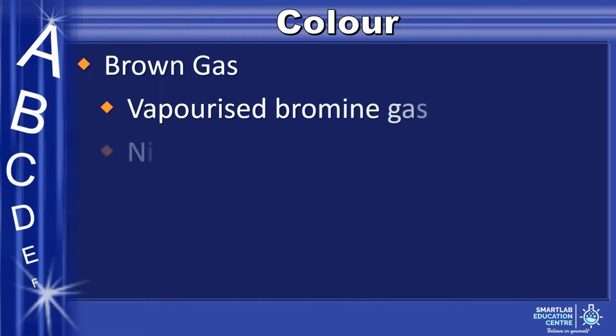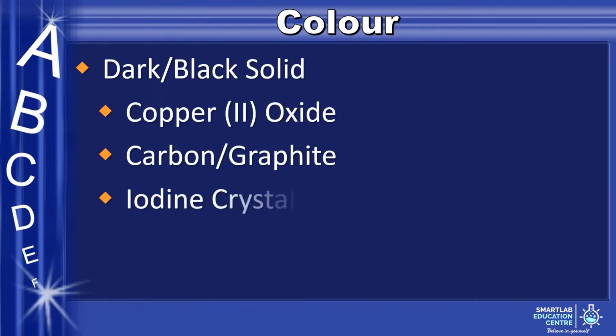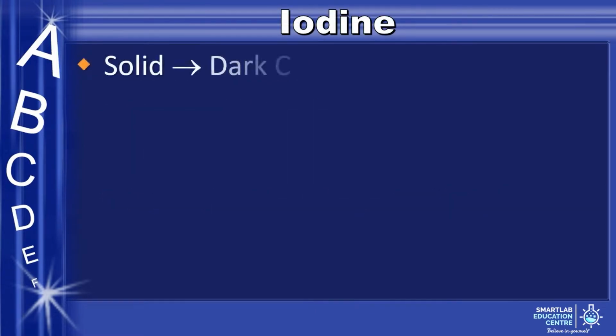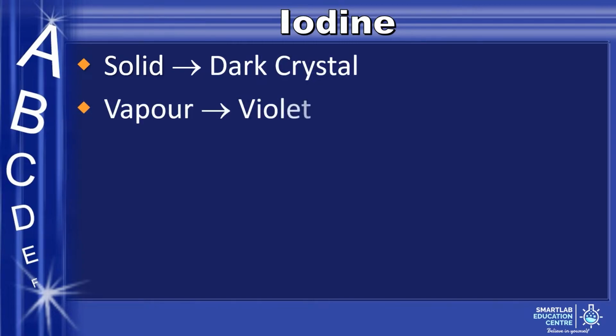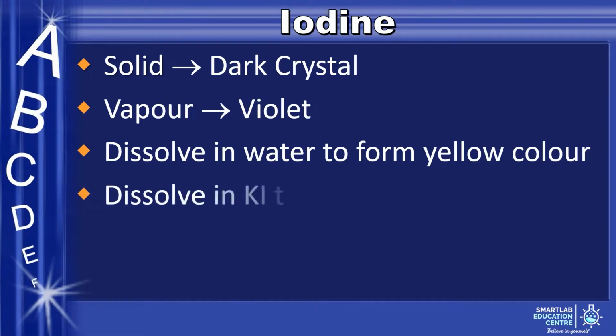For brown gas, the examples include vaporized bromine gas and nitrogen dioxide. And the examples of black solids are copper oxide, carbon, and iodine crystals. The iodine solids are that of a dark crystal, while iodine vapor is violet and it will dissolve in water to form a yellow color, while dissolving in potassium iodide to form a brown solution.